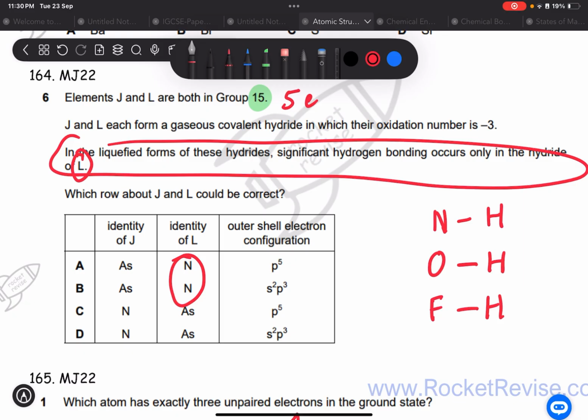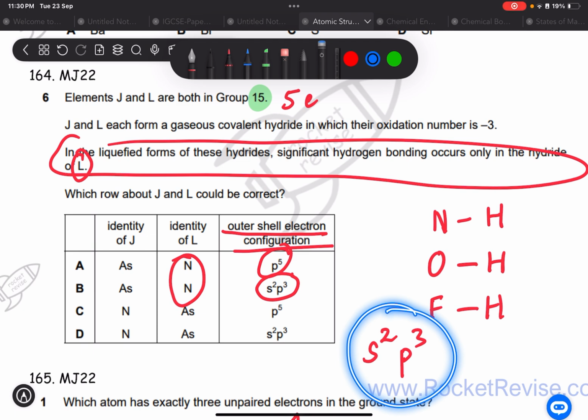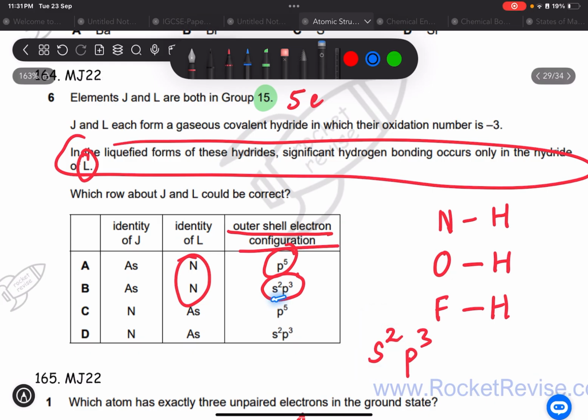Which row about J and L could be correct? Outer shell electronic configuration. Obviously it cannot be P5. It has to be S2 and P3. Why does it have to be S2 and P3? Because in the outer shell, there is not only going to be a P subshell, there is going to be an S subshell as well. So you cannot only consider P and fill all the electrons in P. Indeed, S is going to be filled before P. So this is going to be the correct one, and I don't care what the other element is, it's B.